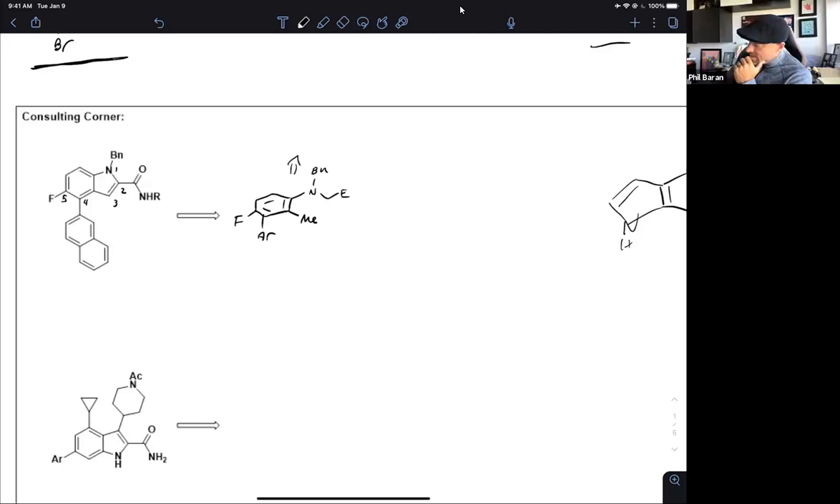So it's not necessarily a bad disconnection to keep in the back of your pocket there and maybe search on SciFinder or search your internal stockroom at your company to see if you've got something like that hanging around. But overall, it didn't really make your life that much easier, even if we consider that maybe this Ar could just come back from a halide like a bromide. Still, you've got this tetrasubstituted arene.